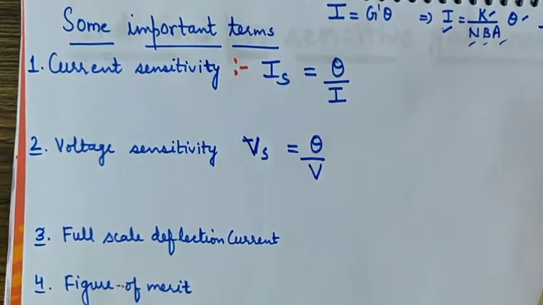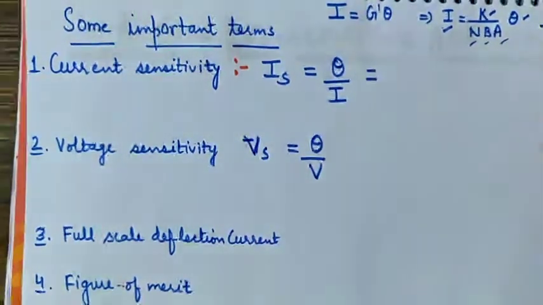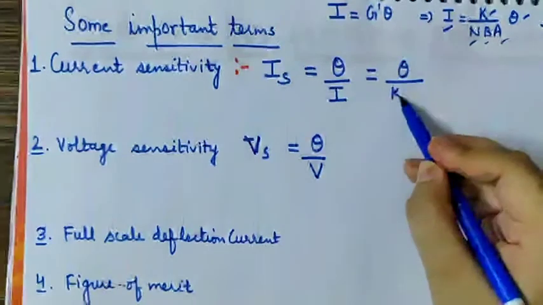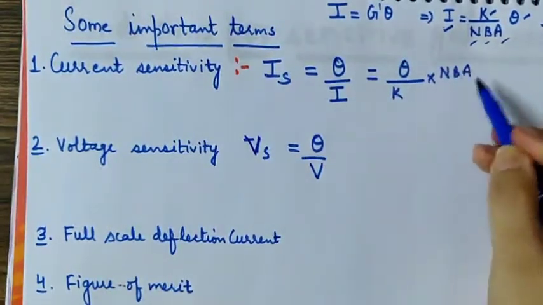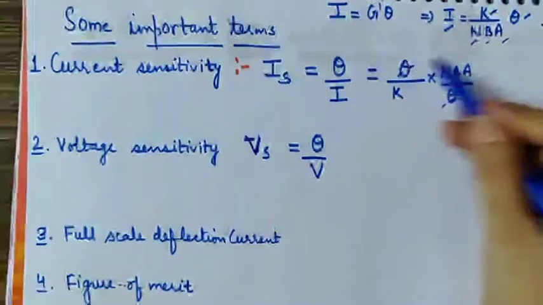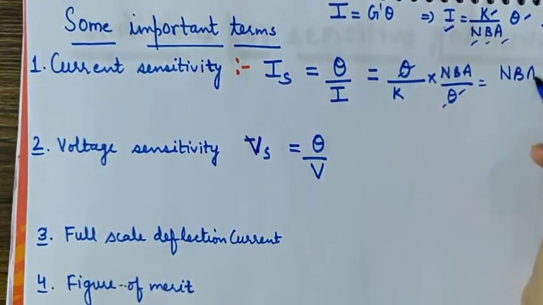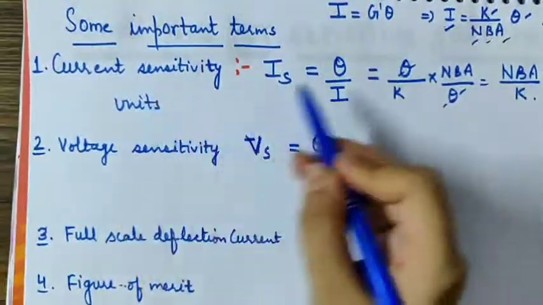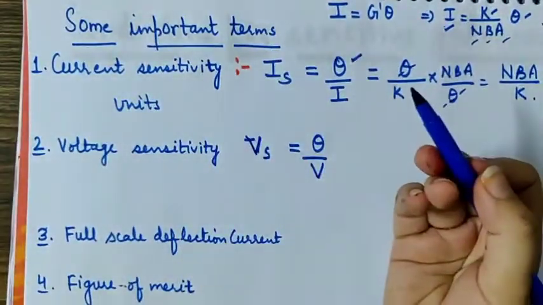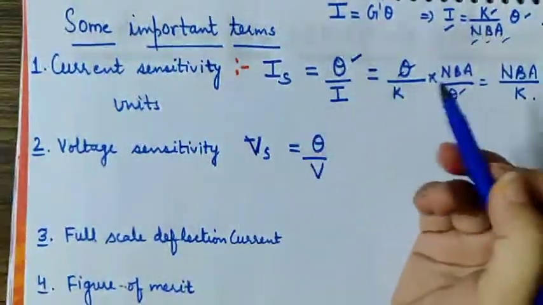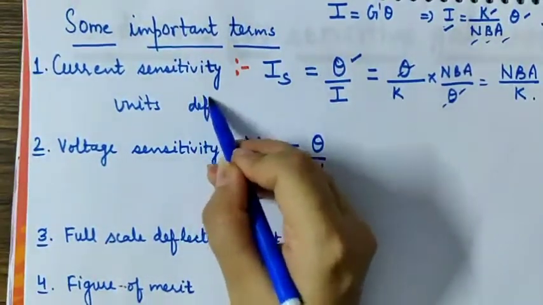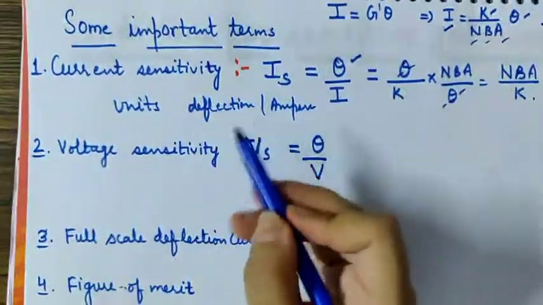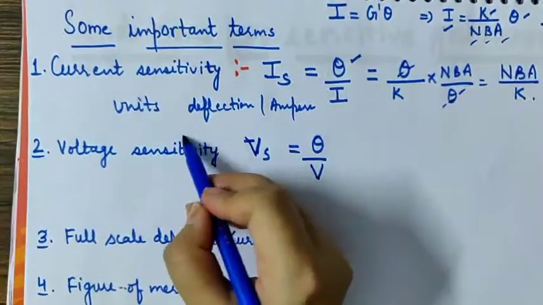Using the above equation, let this equation be equal to 1. If you use the above equation, you will see theta written as it is, the value of I is K over NBA into theta, so NBA into theta is written in the denominator now. Theta cancels with theta. I get the value to be NBA over K. So what are the units of current sensitivity? The units will be theta, which might be written as radian, or I might write it as deflection per unit ampere, or you can say it is radian per ampere.